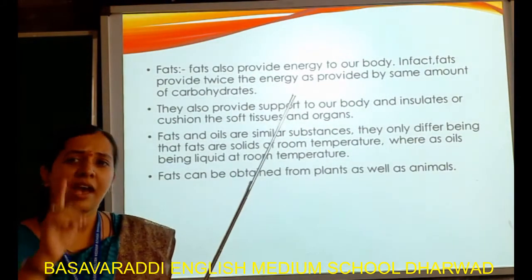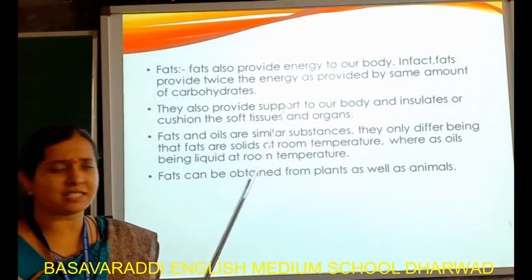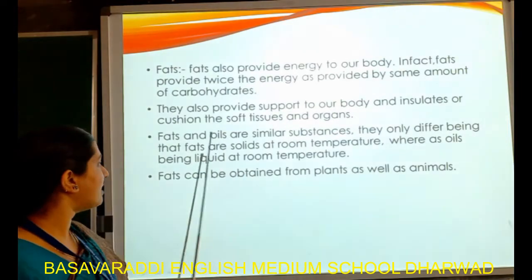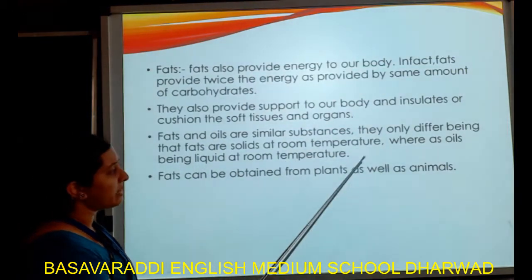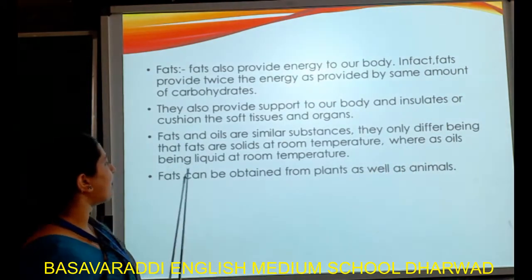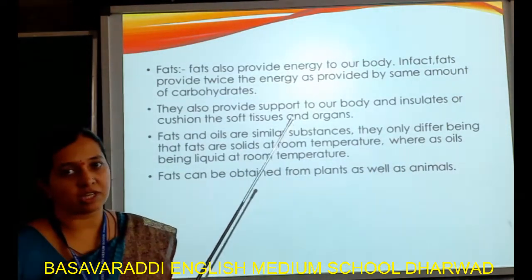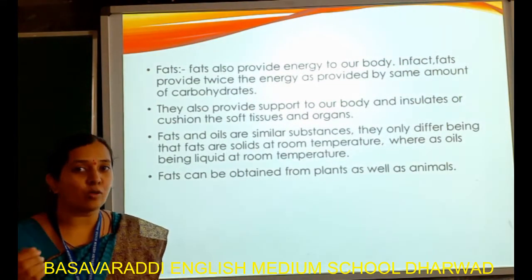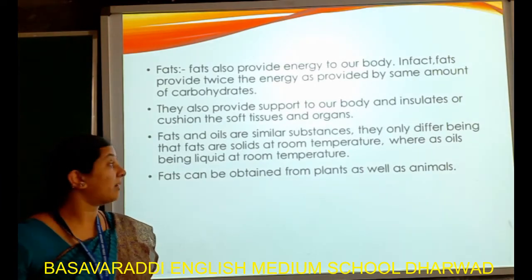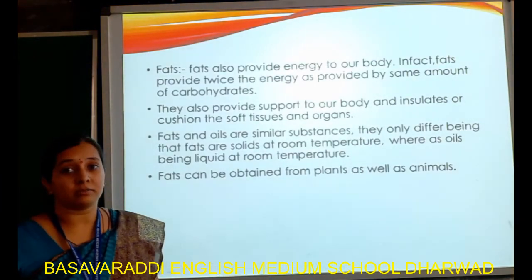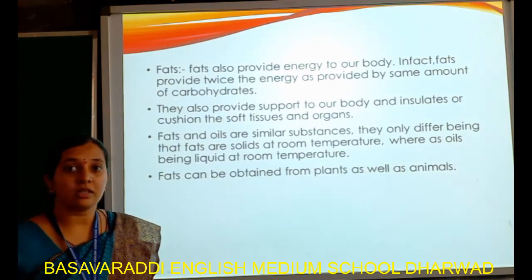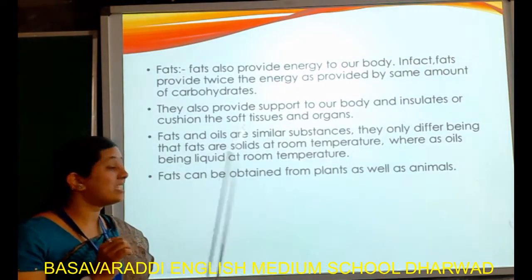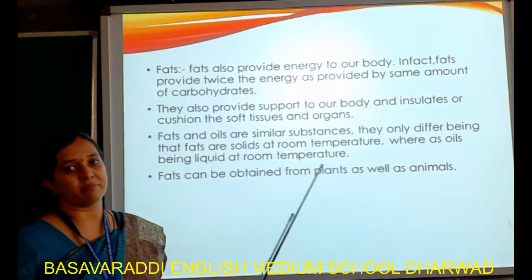Fats and oils are similar substances. Please don't mistake, fats and oils both are similar substances. The only difference is that fats are solid at room temperature, whereas oils are liquid at room temperature. The cooking oil that you use at your home is liquid, it is not solid. But fats, like butter, a source of fat, are solid at room temperature.